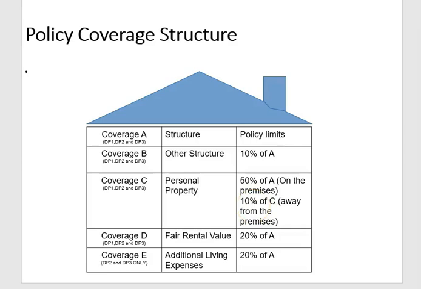from the premises. Then you have coverage D, which is DP1, DP2, and DP3 as well. And that is the fair rental value. If somebody moves out of your rental property, it will pay 20% of coverage A. Then you have coverage E. Coverage E is only qualified for DP2 and DP3. DP1 does not qualify for additional living expenses. So it's DP2 and DP3 are better than DP1 in that aspect. And that will also pay 20% of coverage A.